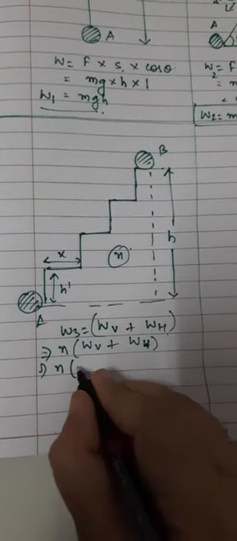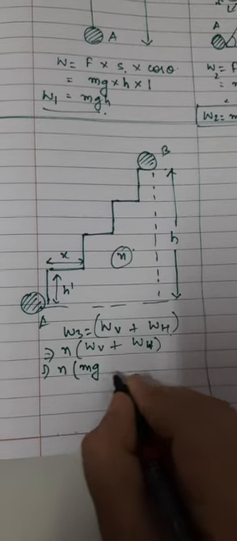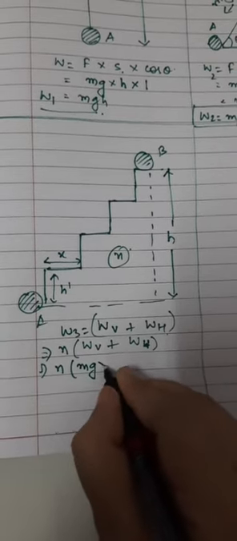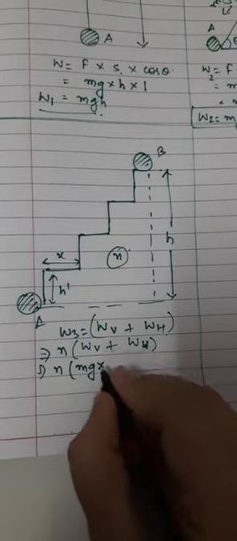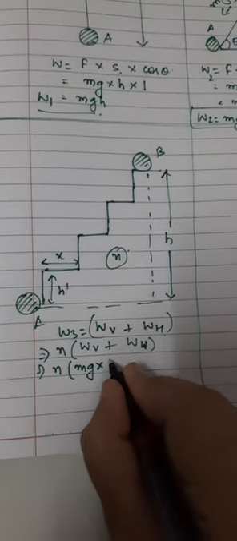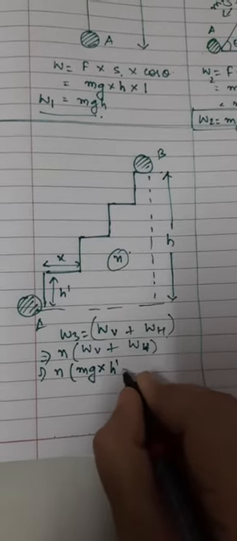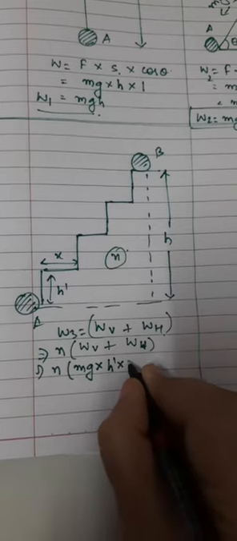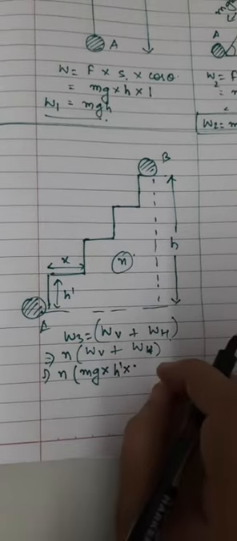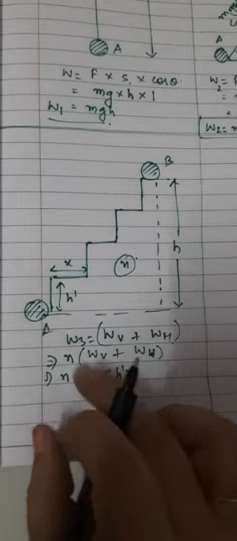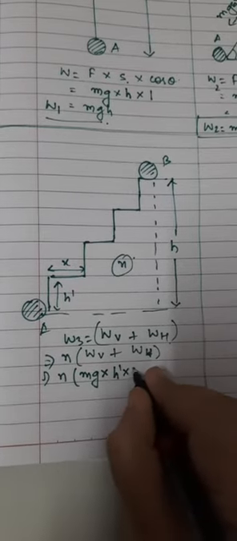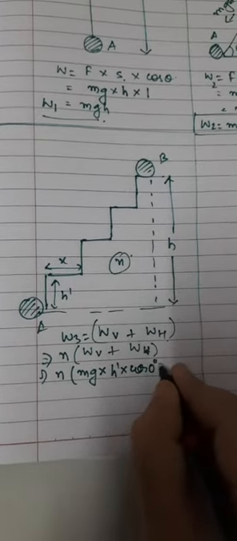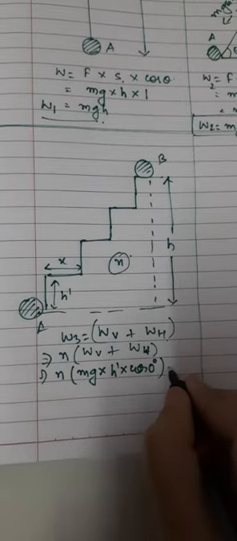Force I am writing mg, because every time mg will be working there. And what is the displacement in the vertical component? That is h dash. And what is the angle between them? Since the displacement is in the perpendicular direction and the force is also applied in the perpendicular direction, our cos theta will become cos 0. That is the vertical component.